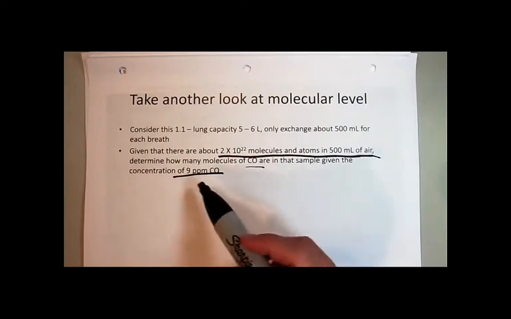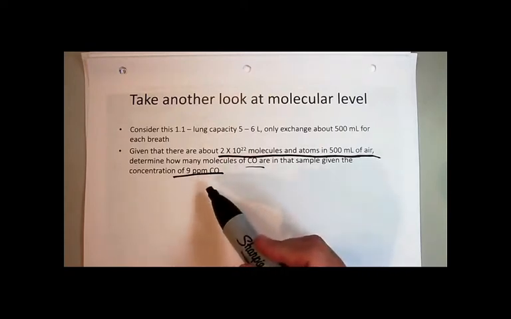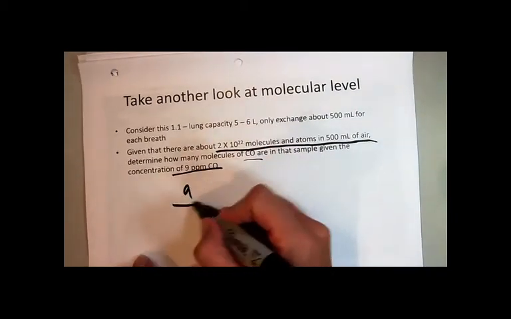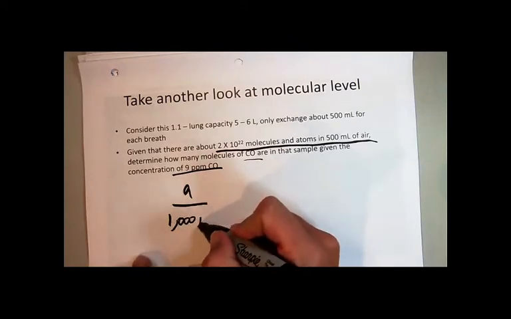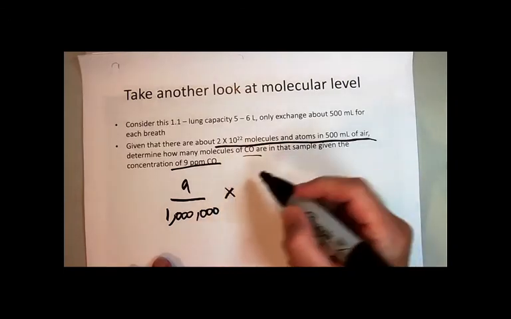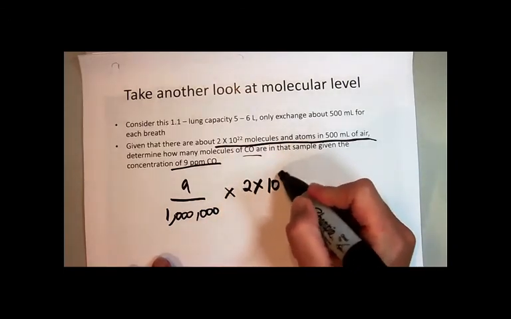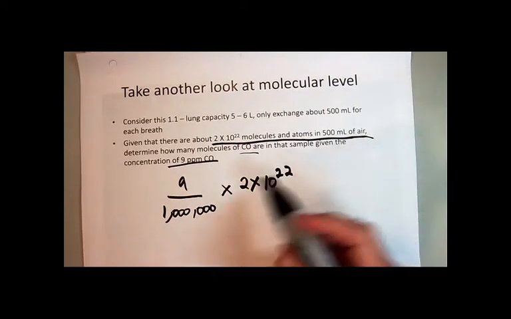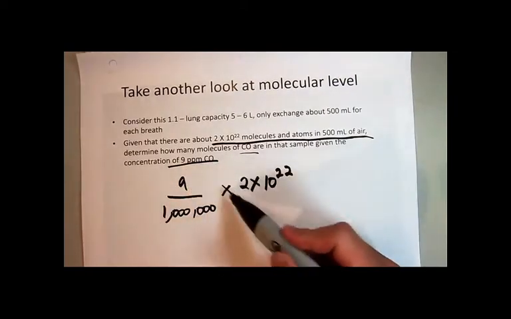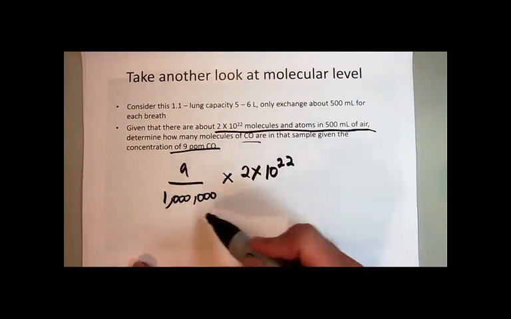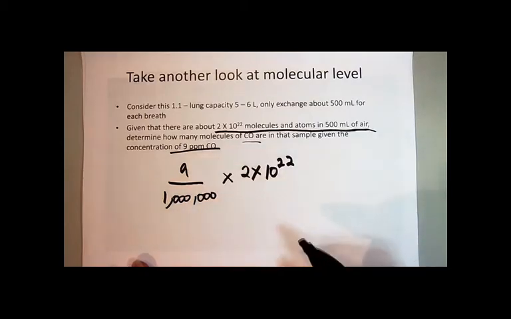Well, think of parts per million in a very similar way. Percent is parts per 100. This is just parts per million. So 9 parts per million is the same as 9 over 1 million of the particles, and there's 2 times 10 to the 22nd particles, or molecules or atoms, in the 500 milliliters of air. If 9 parts per million of them are carbon monoxide, how many are carbon monoxide? All I have to do is multiply 9 parts per million times 2 times 10 to the 22nd.